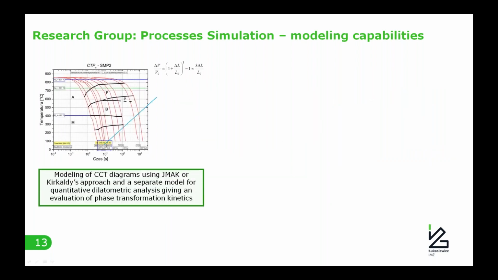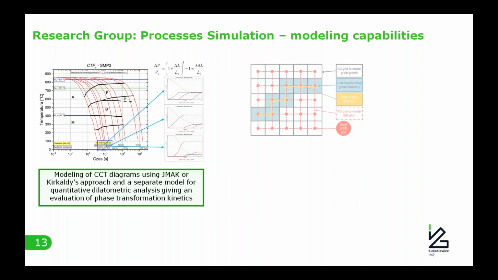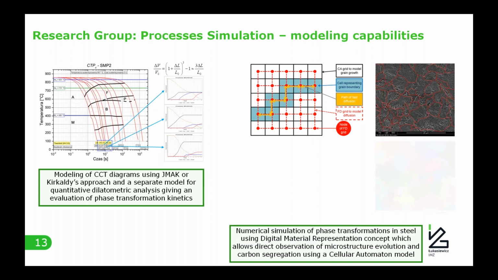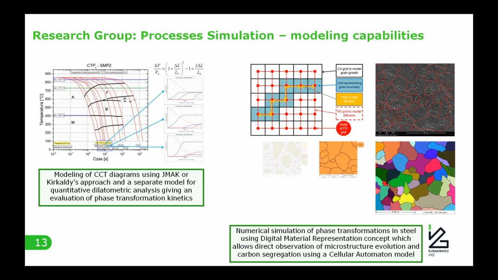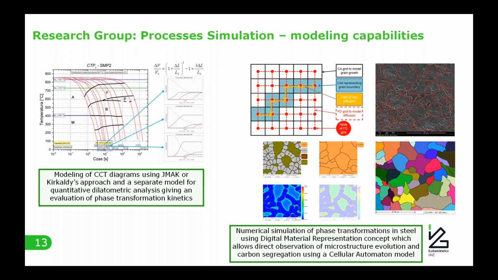We developed our own computer programs which allow modeling of CCT diagrams using JMAK or Kirkaldy's approach, and a separate modeler for quantitative dilatometric analysis, giving an evaluation of the phase transformation's kinetics. Numerical simulation of phase transformation is still using digital material representation concepts that give direct observation of microstructural evolution and carbon segregation using a cellular automaton model.